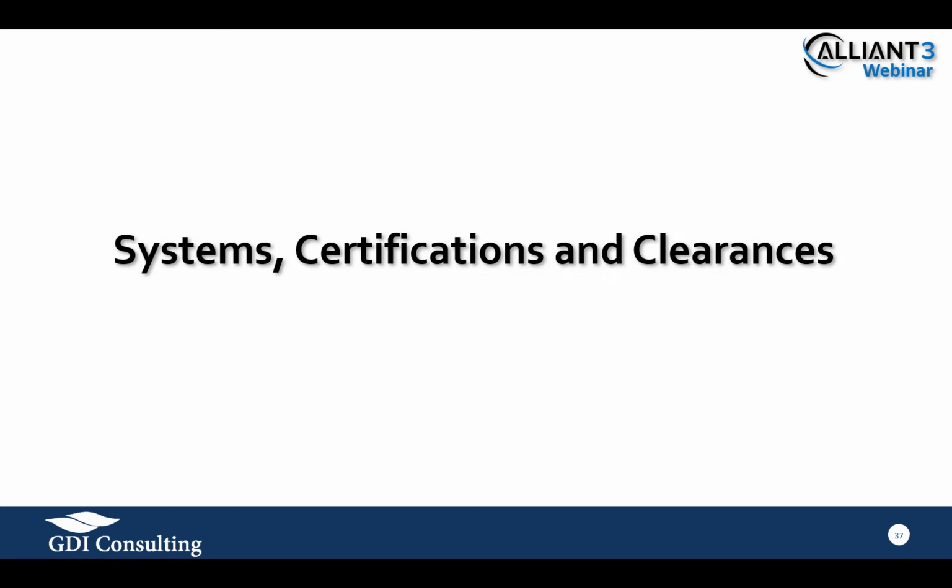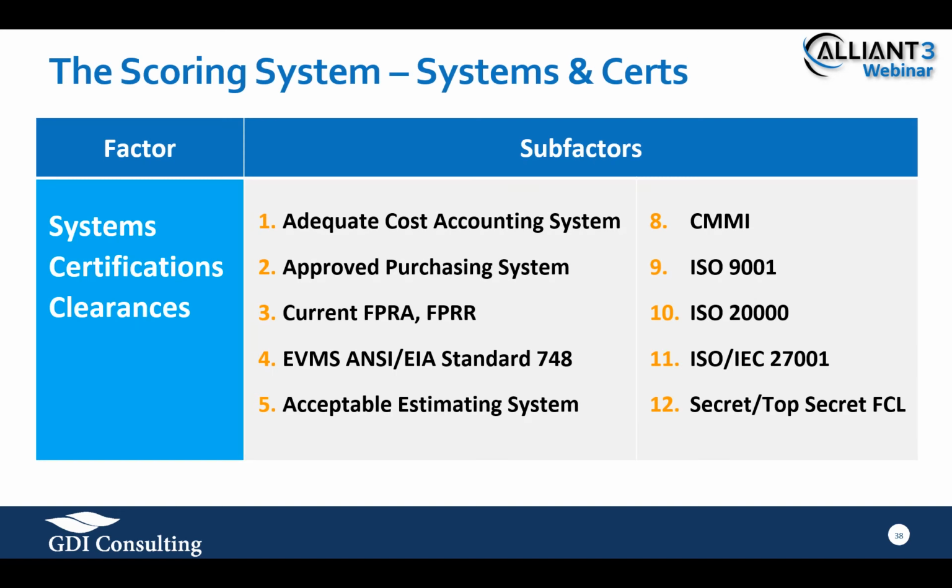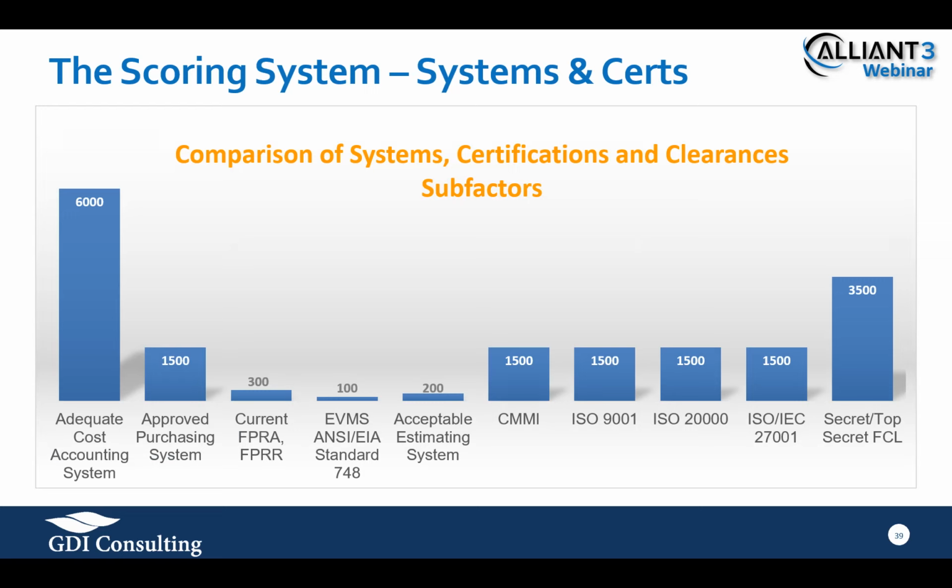Let's go to systems, certifications, and clearances. That's another main factor for points. There are 12 of these: adequate cost accounting system, approved purchasing system, current FPRA or FPRR, EVMS, acceptable estimating system, and then CMMI, ISO 9001, ISO 20000, ISO 27001, and then secret or top secret facility clearance. So these are the 12 that you can get points for. Let's look at how they compare to each other. So here you can see that the most important one is the adequate cost accounting system. I'll explain that. And then you will see approved purchasing system, and perhaps these are the same, approved CMMI, ISOs, they all get 1,500. Secret, top secret facility clearance, 3,500 points for top secret.